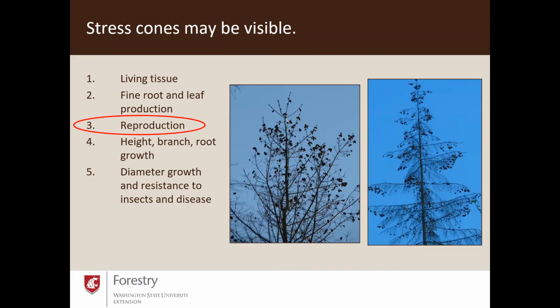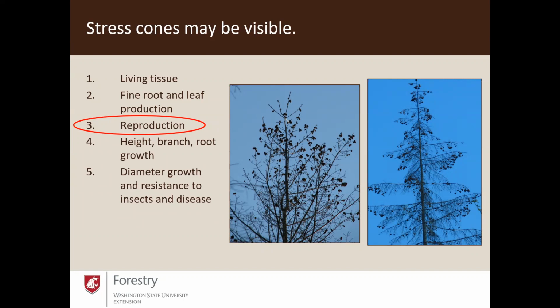And this is a product of the prioritization of resources in trees when resources become limiting. First priority for the tree is to maintain living tissue, then fine root and leaf production, because that's going to help the tree garner more resources, limiting resources of light, water, and nutrients. And then you see reproduction as a relatively high priority for the tree.